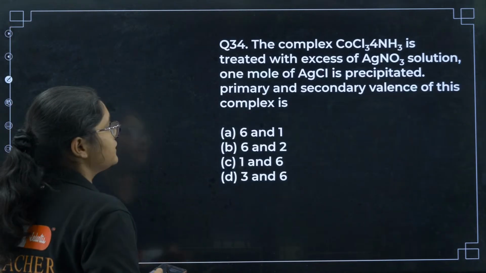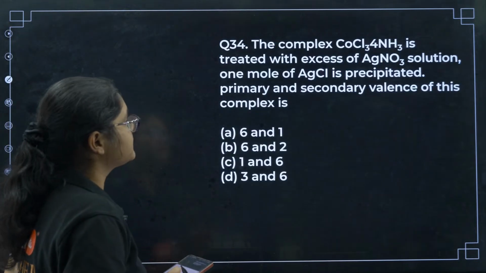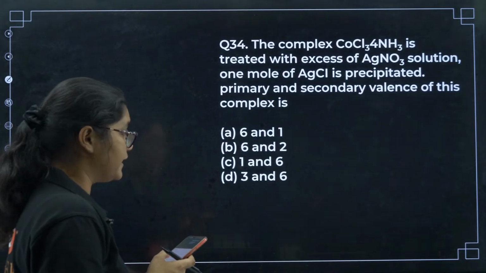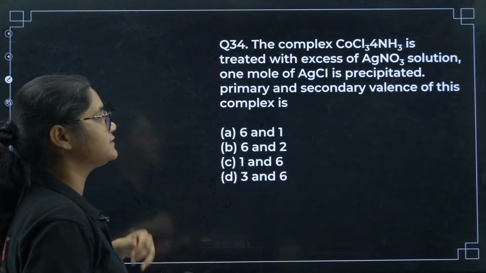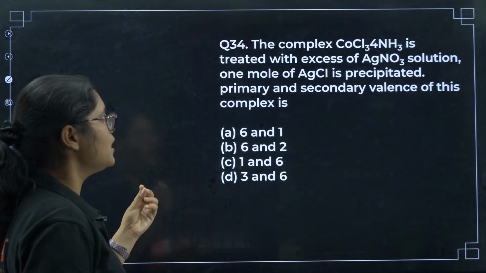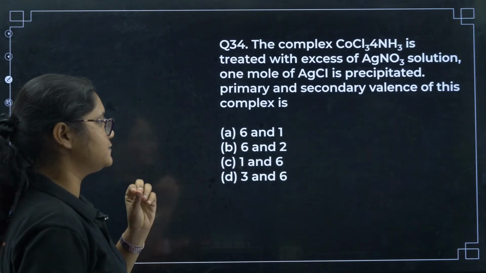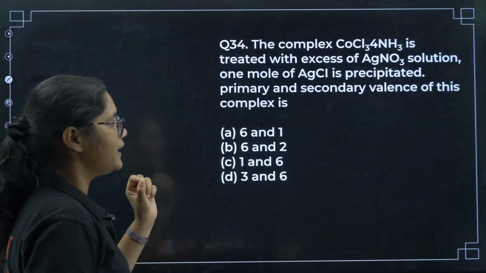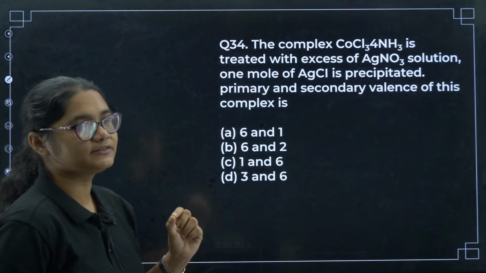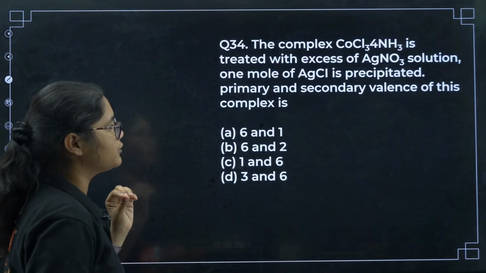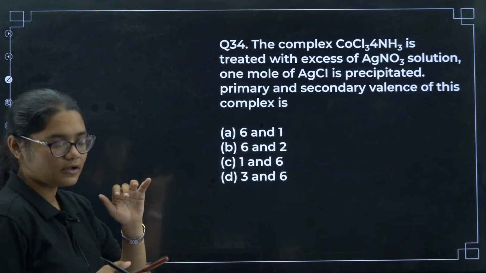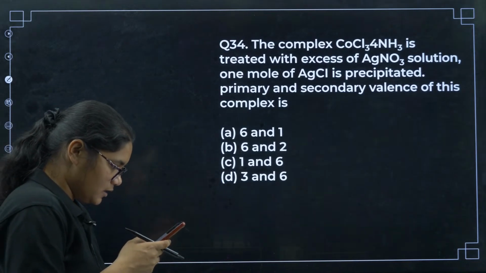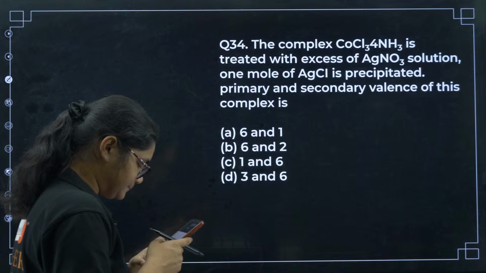Next, question number 34. The complex CoCl3·4NH3 is treated with excess of AgNO3 solution. 1 mole of AgCl is precipitated. The primary and the secondary valency of this complex is. So first of all, you have to draw the structure of the complex, right? Yes.